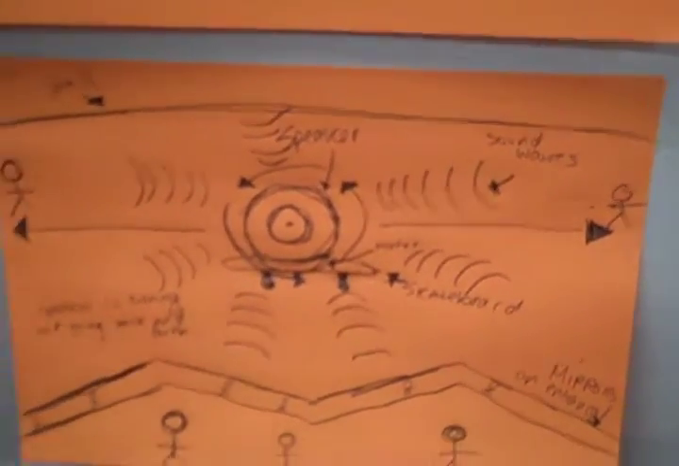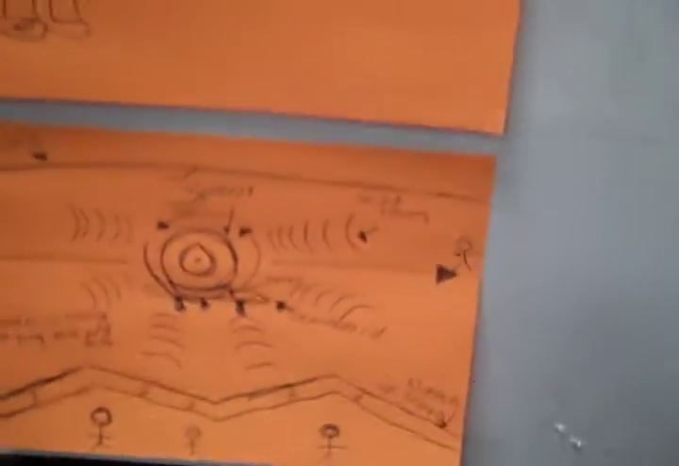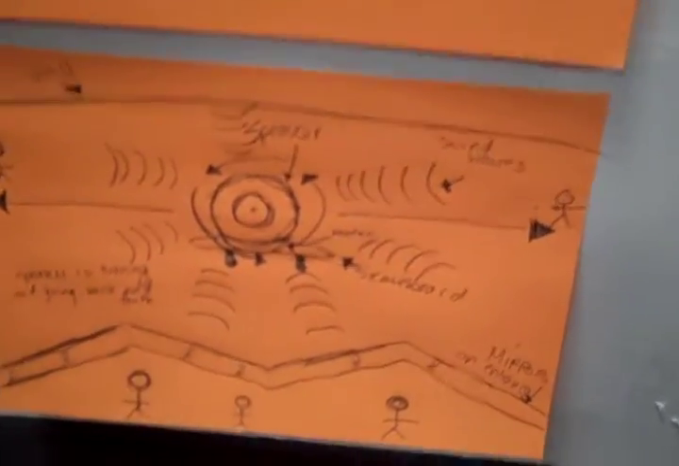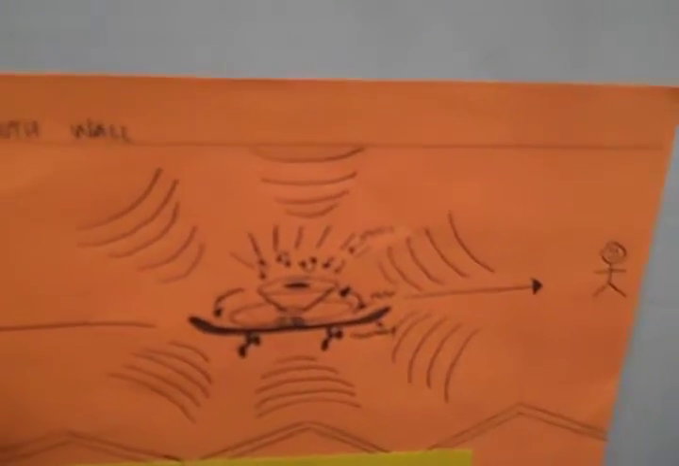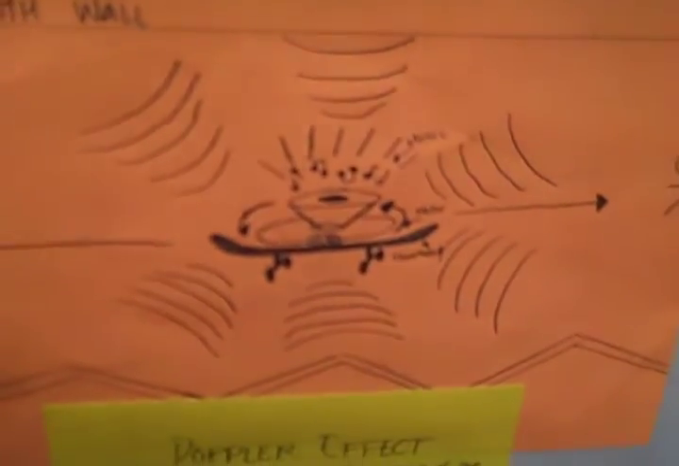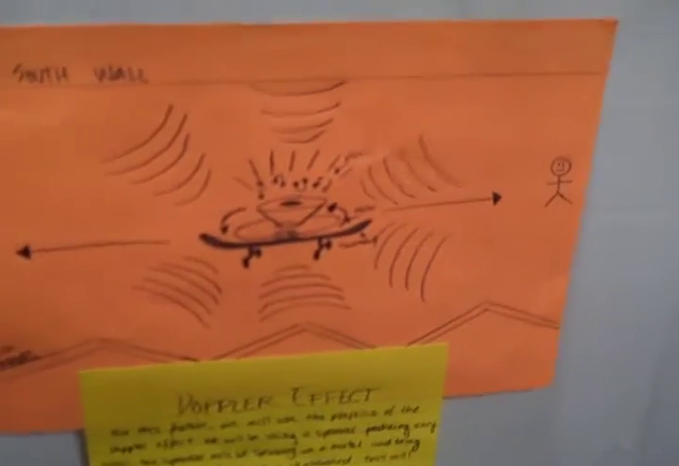Our next feature is the Doppler effect. We will use a skateboard, and on the skateboard there will be a motor, and on the motor there will be a speaker spinning around, going back and forth, being pushed. The Doppler effect is when you hear a sound moving towards you and it starts fading away.